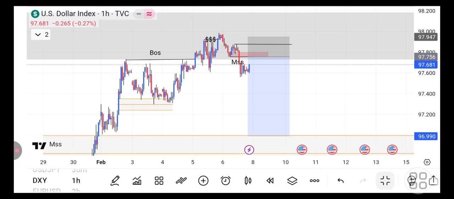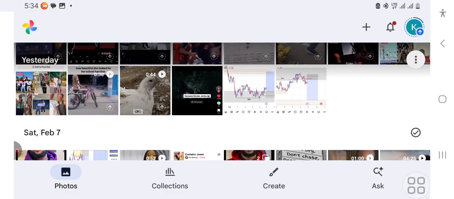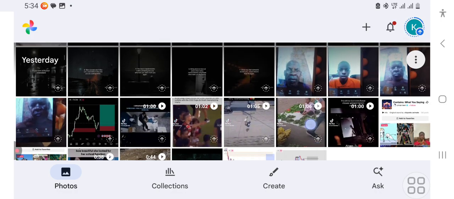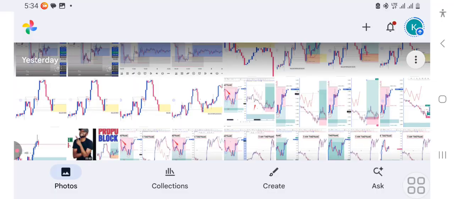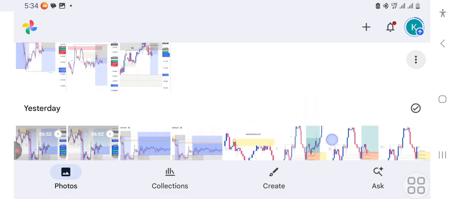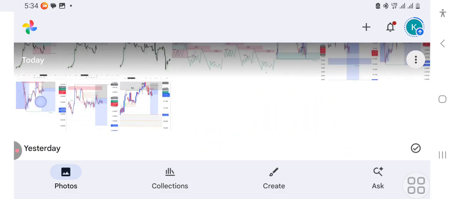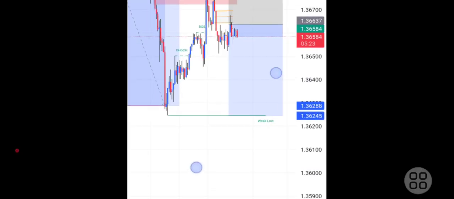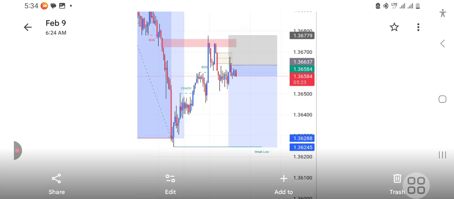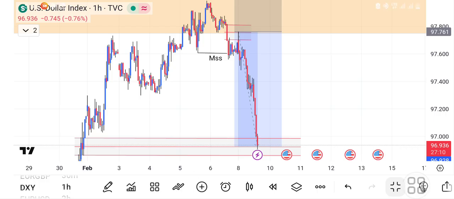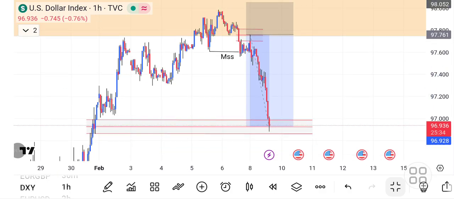So for the USD CAD, let me see. I took a screenshot in the morning before the trade moved on. So this was the trade for USD CAD after taking a sell, because I knew if the dollar is selling, exactly, the USD CAD must also be selling. So I want to take you step by step on how I got this trade on the DXY.